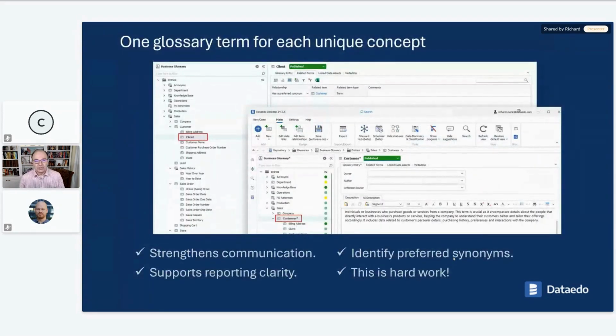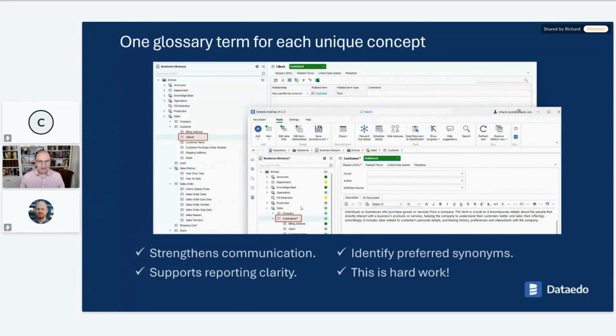All right, one glossary term for each unique concept. This is talking about synonyms. So in this case, let's say we have in our business, we have a term client and we have a term customer. And let's assume that they have the same definition, they have the same meaning. People can use either term interchangeably. They're true synonyms. This can lead to trouble with communication. People use a different term in conversation or in reporting, things like that. It can lead to problems with this standardization that we're after.